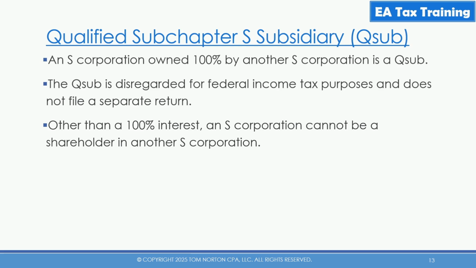And so they just file one tax return to report all of both companies' income and expenses. And there could be more than just two, but thinking of two just makes it easier to think about. And remember, other than this, other than a 100% interest, an S corporation cannot be a shareholder in another S corporation, and a C corporation cannot be a shareholder in an S corporation.